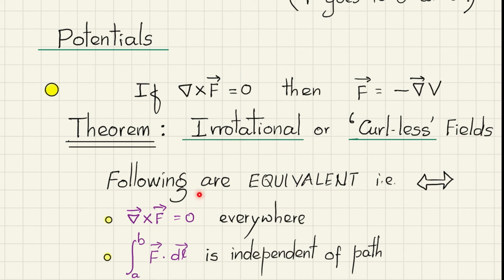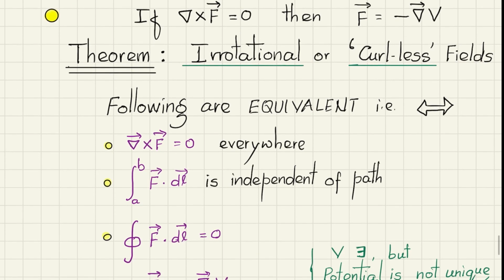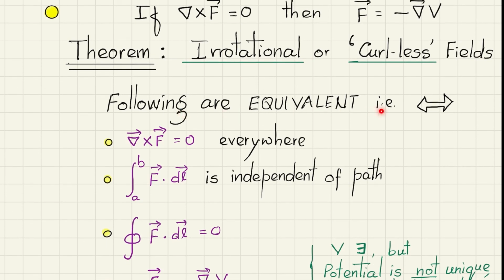For irrotational or curlless fields, the following statements are all equivalent. I have put this together as a theorem. They imply and are implied by each other. If del cross F is equal to 0 everywhere, which is important, then the integral of F dot dl from A to B is independent of path. We have already seen that. For a closed path, of course, it is 0. And F can be expressed as minus grad of V. But the potential is not unique, because any constant can be added to it, but it can always be expressed as a potential.